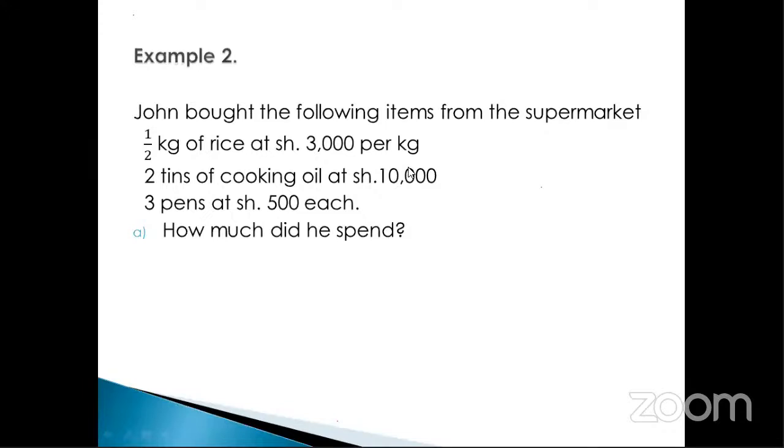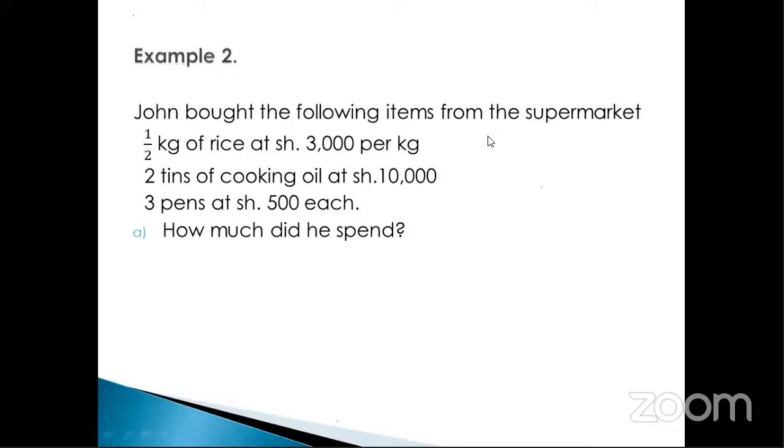Now, a key point that again I want you to understand, is where they are saying per kilogram. That is the same as each kilogram. Per kilogram means 1 kilogram. If they say per kilogram, it means 1 kilogram is equal to 3,000 shillings. That is the cost of 1 kilogram. But here you only need a half. So you need to be very careful there.